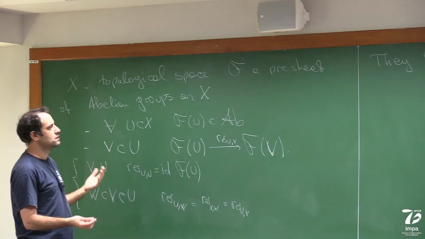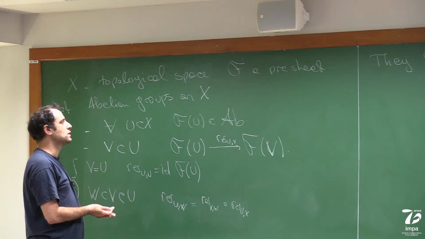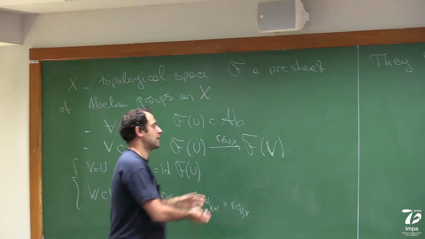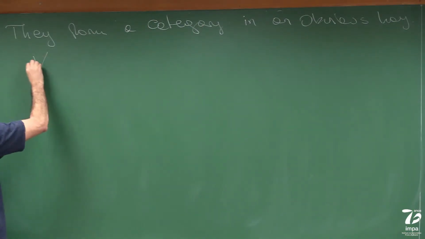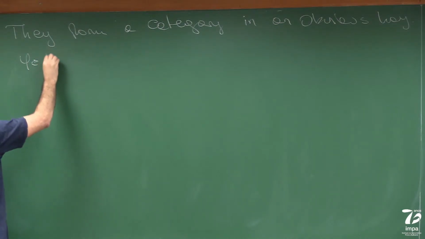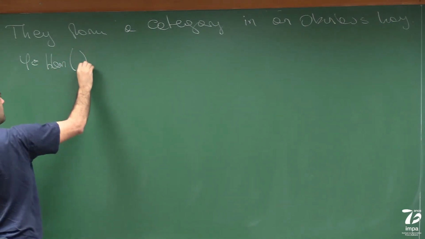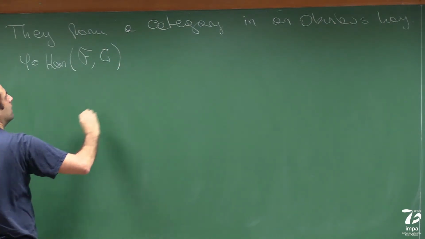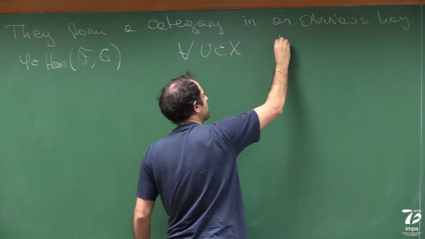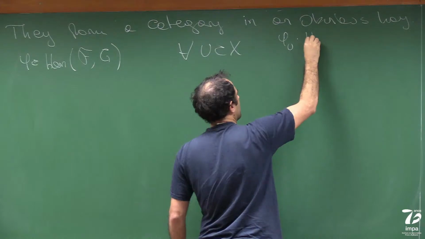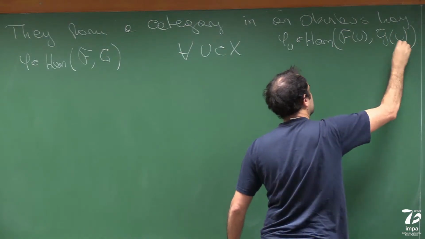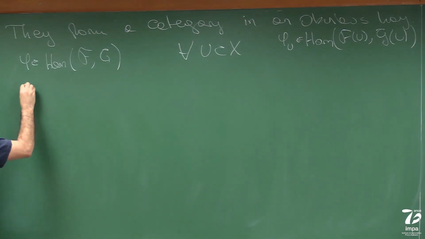If you give me two such objects, I want to define what a morphism of those two is, and that's going to be, for every open U, a map from F(U) to G(U), satisfying the obvious compatibility conditions with the restriction maps. So a map phi in Hom(F,G) is the datum of, for every U in X, a morphism of abelian groups from F(U) to G(U), commuting with restrictions.